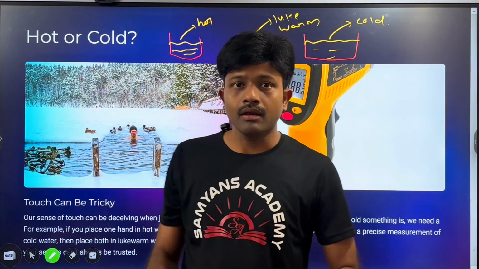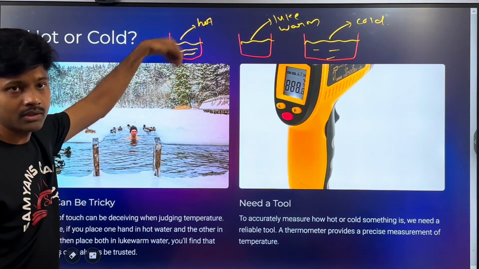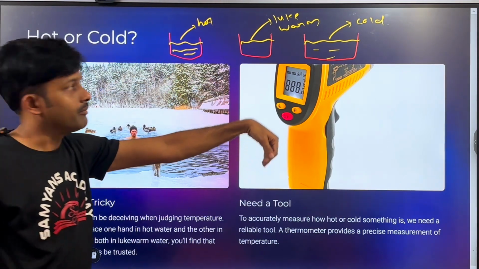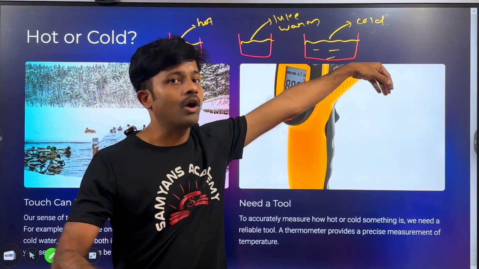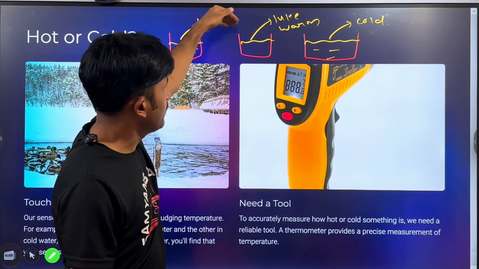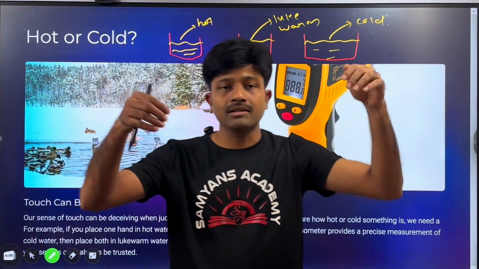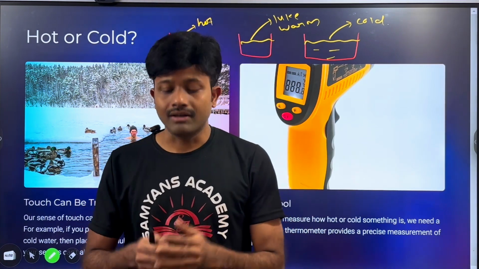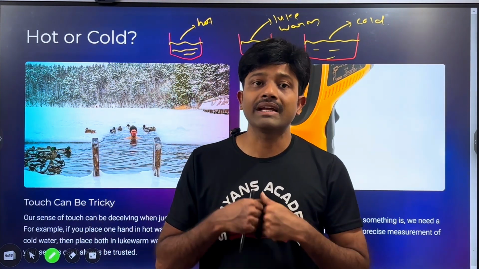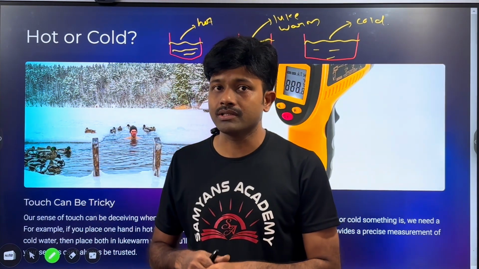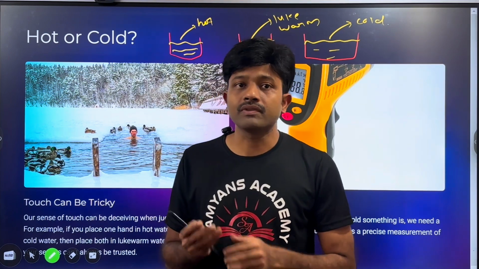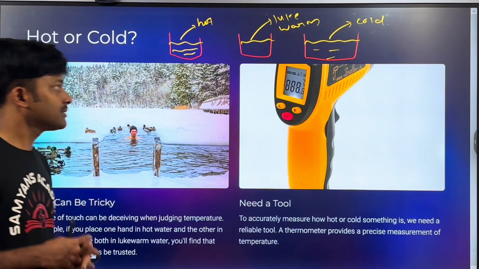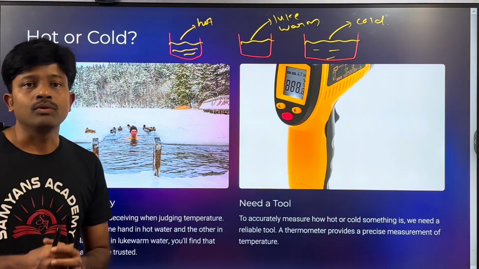Can you say, after keeping your hand in the hot water, how much temperature it has? Accurately we cannot say. By placing your hand in cold water, we cannot say how much temperature it has. And when you place both hands simultaneously, like cold to hot, hot to cold, and lukewarm to hot, our sense of touch will get confused, and we will be deceived about which temperature is correct. We cannot say accurately.